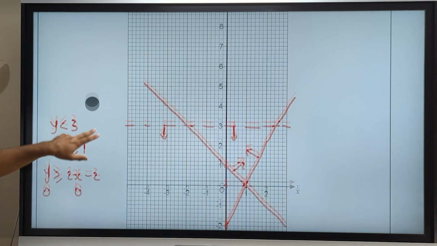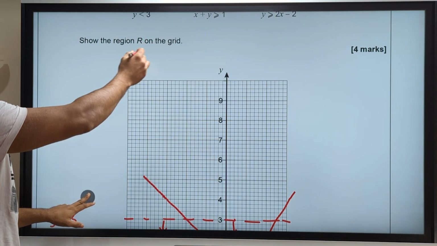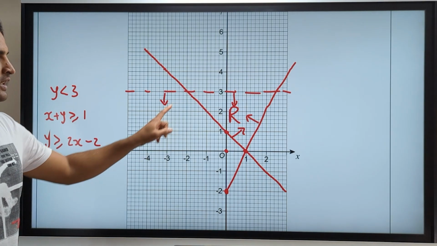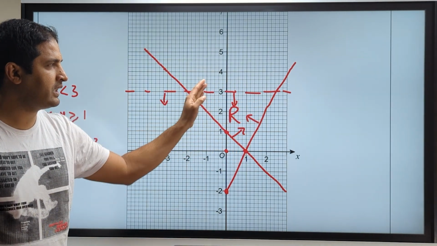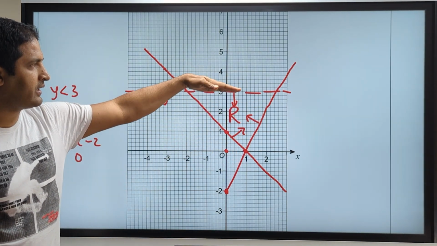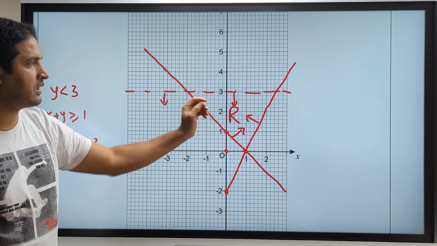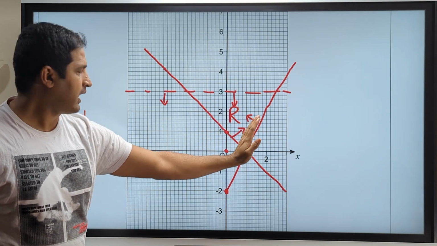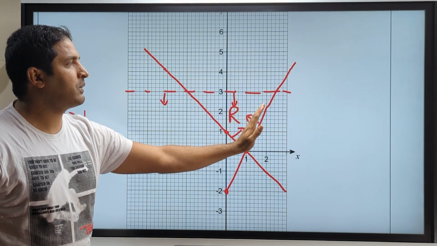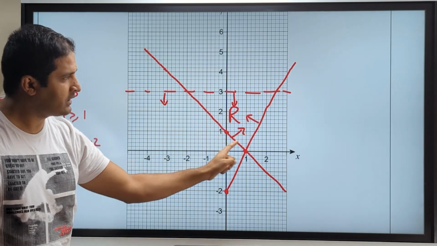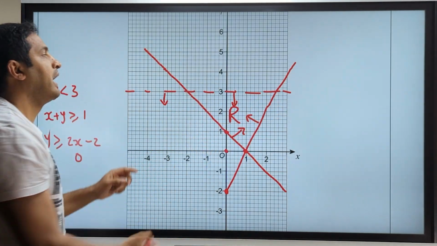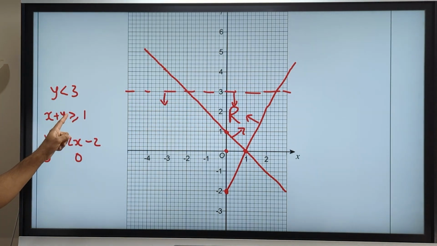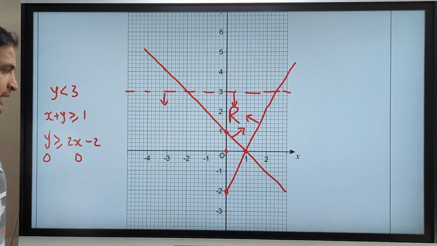That's the shape we wanted, and that's what the question is saying: show the region R on the grid that satisfies all three inequalities. So that's the region R that satisfies every single one of those inequalities: y is less than 3, x plus y is greater than 1, and y is greater than or equal to 2x minus 2 on this side. So this is the region that we wanted. Again, if it's the less than or more than sign, you put a dotted line. If it's greater than or equal to, you put a solid line.